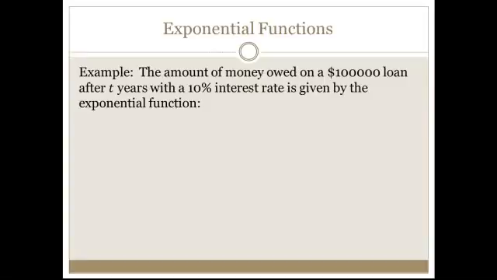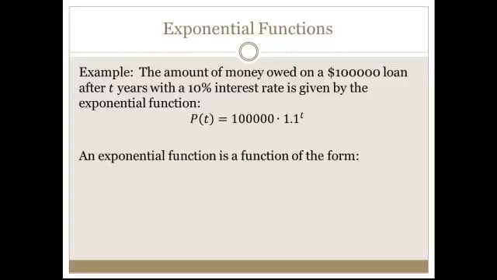We will now continue our talk of exponential functions. Recall in the last example, we found that the amount of money owed on a $100,000 loan after t years with a 10% interest rate is given by the exponential function p of t equals 100,000 times 1.1 to the t. In general, an exponential function is a function of the form p of t equals p naught times a to the t, where p naught and a are constants, while the variable is t, our exponent, which is where they get their name exponential functions.